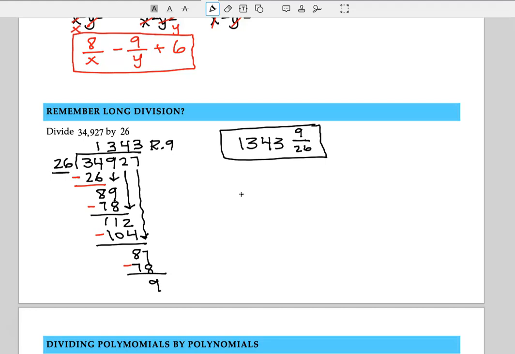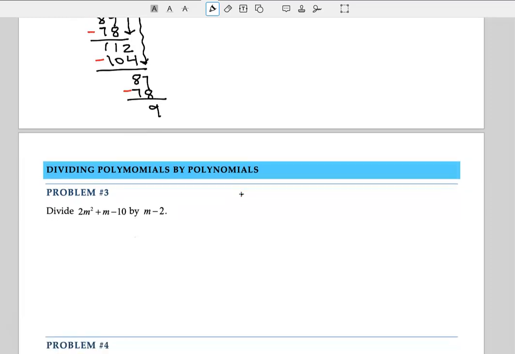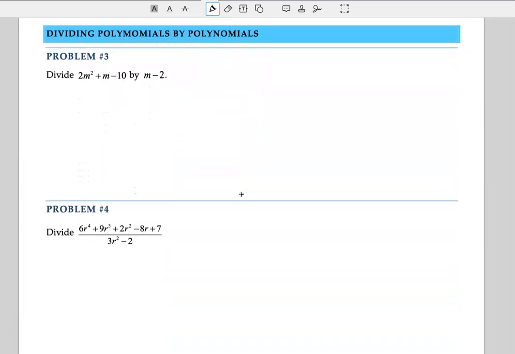All right, so let's see how this applies to what we're going to be doing on this first problem. So again, what we're dividing by, our divisor, is m minus 2, so that's going to go on the outside. Actually, let me move this and make sure I have more room. I'm going to put it over here. So m minus 2, and then we're dividing into the 2m squared plus m minus 10.